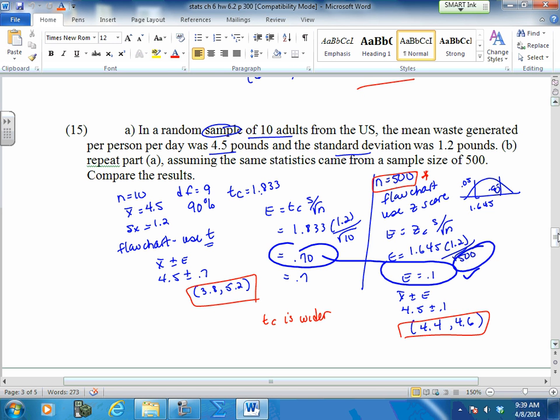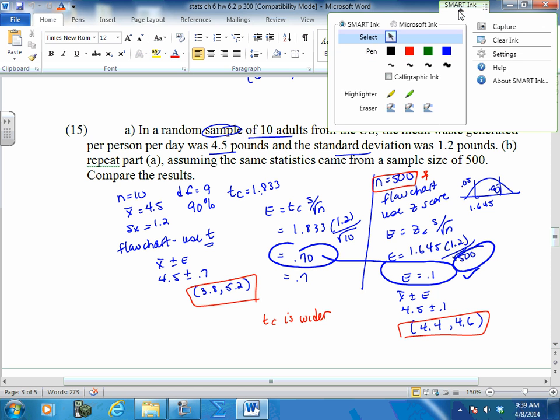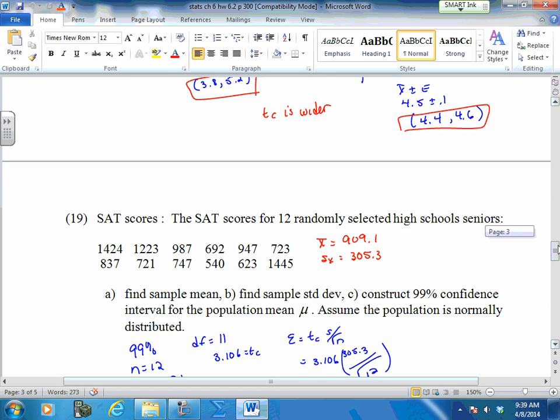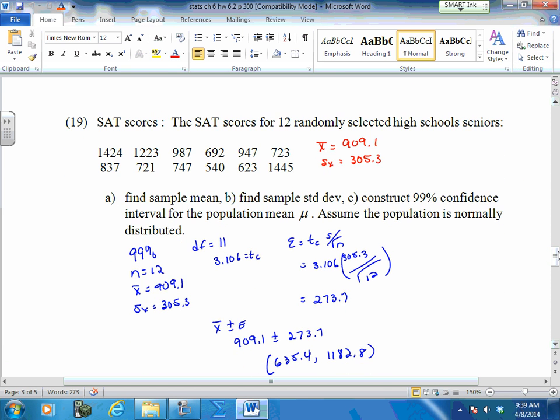There's a lot of things built into this. Okay? Number 19, this was a good calculator one. To put it in your calculator, do 1-Var Stats, get your mean, get your standard deviation. Then construct this, and you're going to use that your population is normally distributed. Again, we're 99% confident that our population mean will fall between 635.4 and 1182.8.